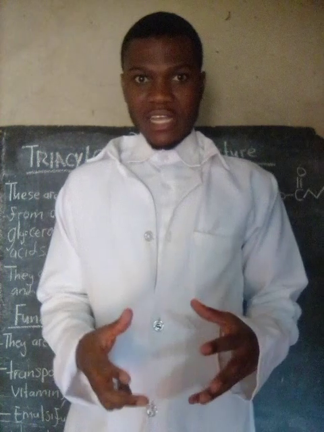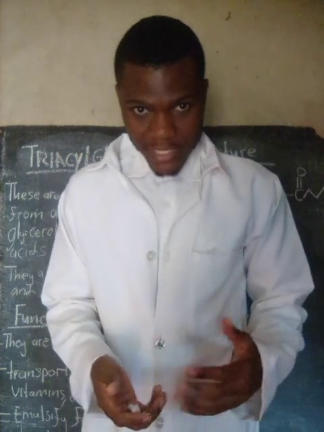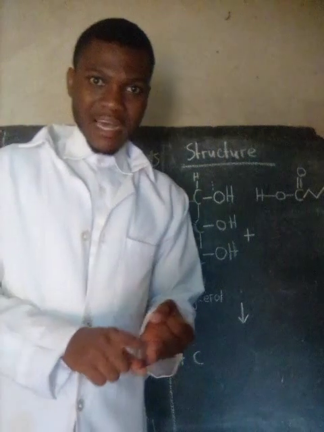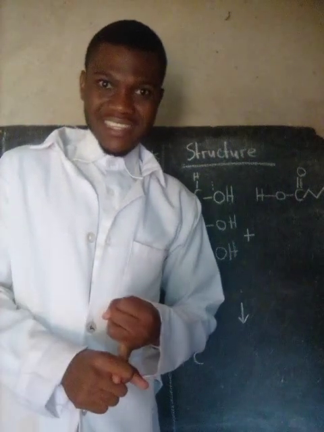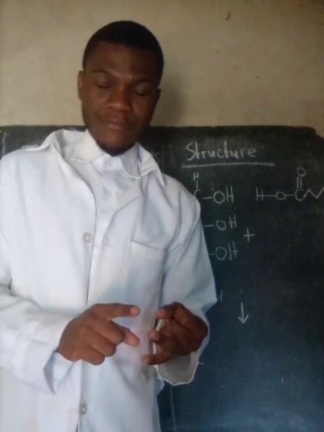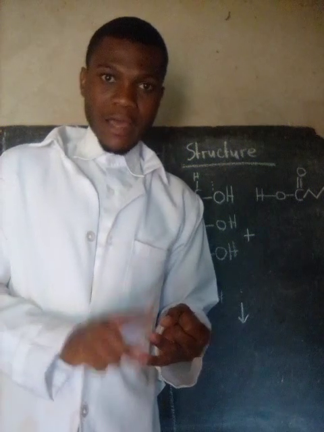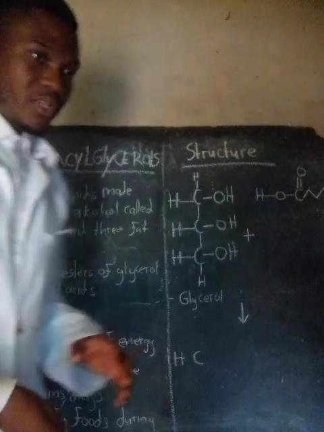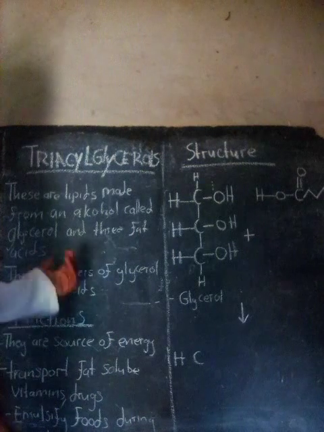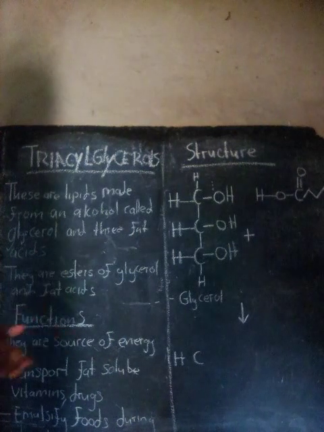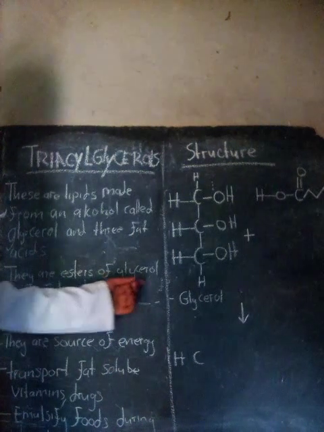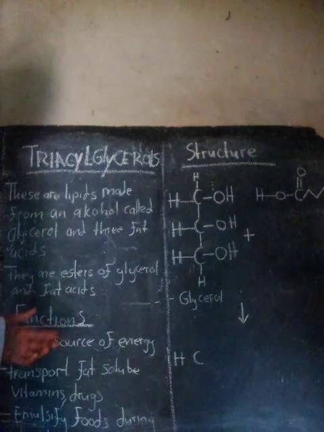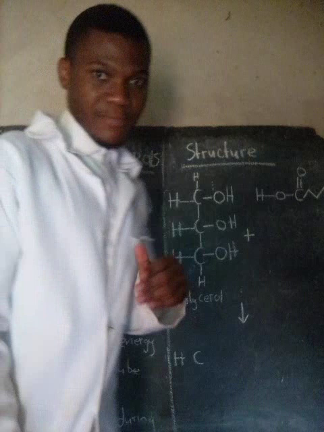They are just esters. An ester is a substance that is made from an alcohol and an acid. So when you react an acid with an alcohol, you get a product which we call an ester. So in simple terms, the other way in which we can define triglycerides is that they are esters of glycerol and three fatty acids. So that's the basic definition of this kind of lipid.